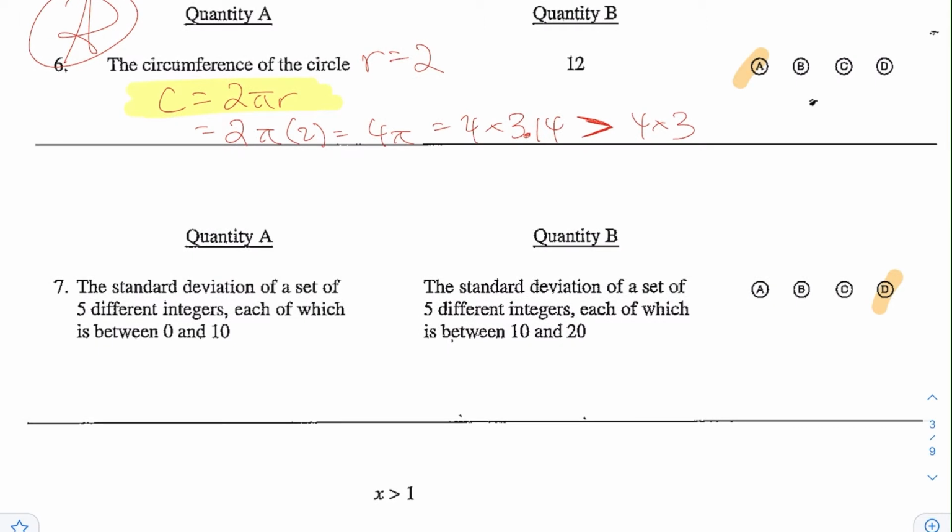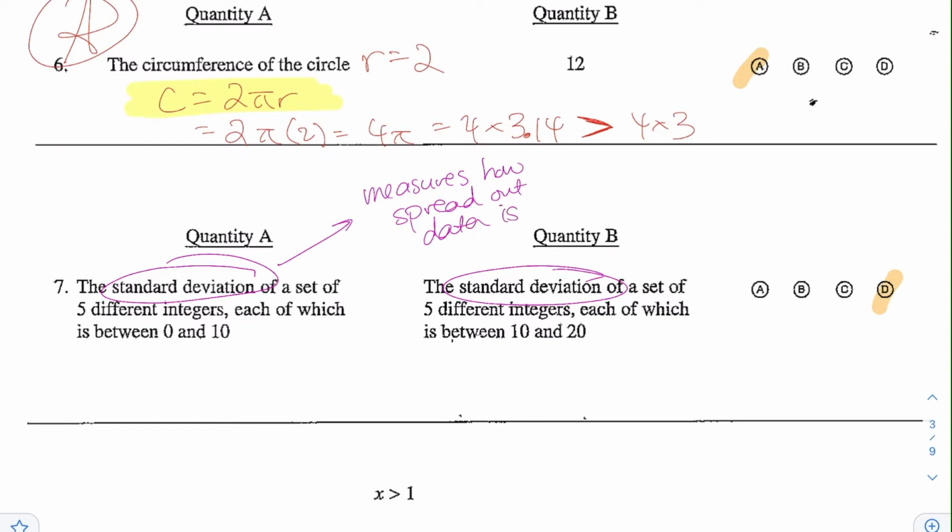Next, for number 7, the standard deviation of a set of 5 different integers, each of which is between 0 and 10. And then the standard deviation of a set of 5 different integers, each of which is between 10 and 20. So standard deviation measures how spread out the data is. Now, you have the minimum and maximum, but you don't know how condensed the data is. It could be all concentrated or really compact, or it could be spread out between this entire range. So here the answer is D.